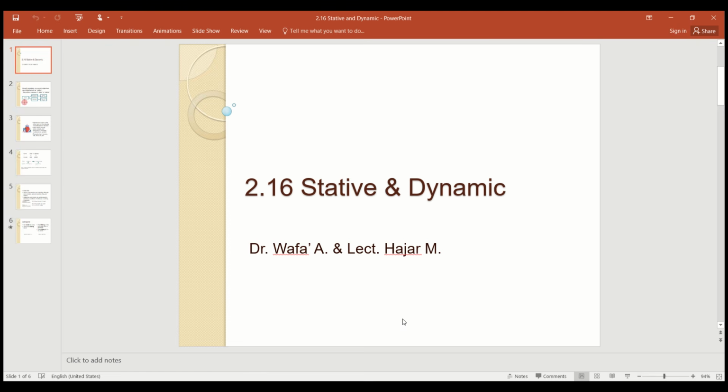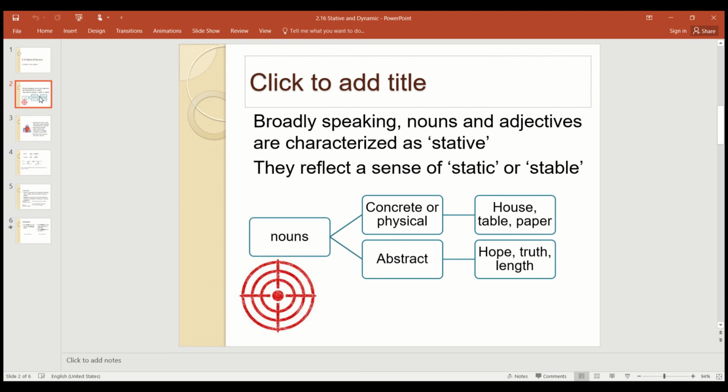This is Dr. Wafa, and in this lecture, I'm going to present the topic Stative and Dynamic 2.16, and you can find it in the book on page 2021. So, broadly speaking, we're going to talk about four elements in this lecture: nouns, adjectives, verbs, and adverbs.